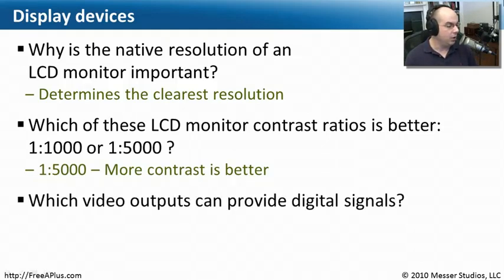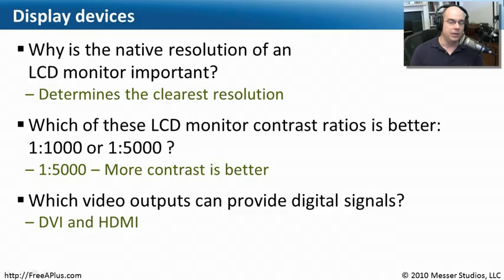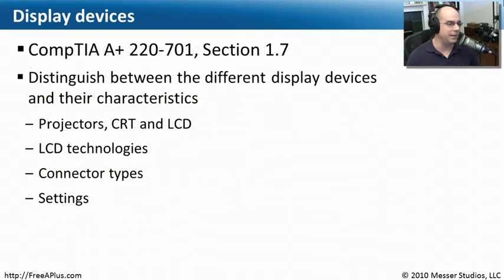And our last question, which video outputs can provide digital signals? Our answer to that is both DVI and HDMI. You'll notice that our VGA is only an analog signal. We can't do digital signals out of our VGA port, or generally, we certainly don't find that.